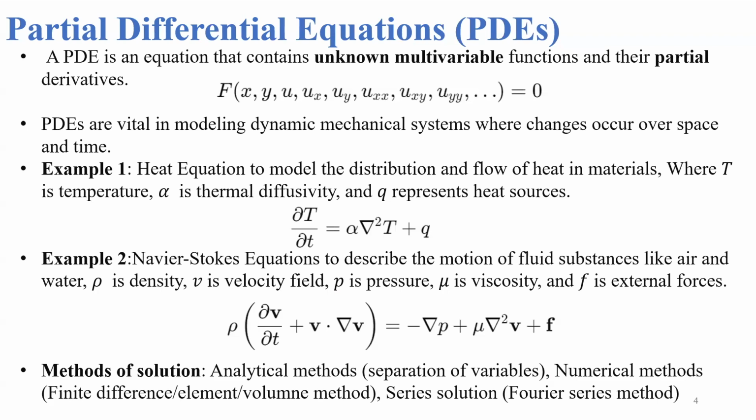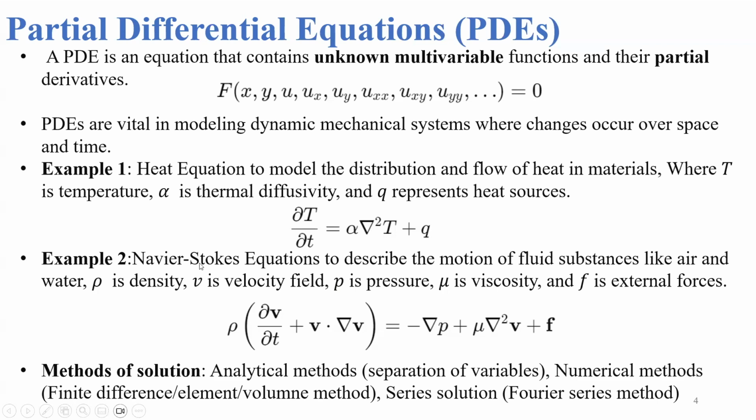Now, some of the examples for these PDE applications are the heat equation to model the distribution and flow of heat in a material, where T is the temperature, alpha is the thermal diffusivity particular to that material, which we can calculate from, for example, ab initio methods or quantum mechanical methods, or some other classical methods as well. And Q represents the heat source. So del T is the time derivative, alpha is the thermal diffusivity, and this is a Laplacian, or the sum of second derivatives of temperature, plus Q, which represents the heat source.